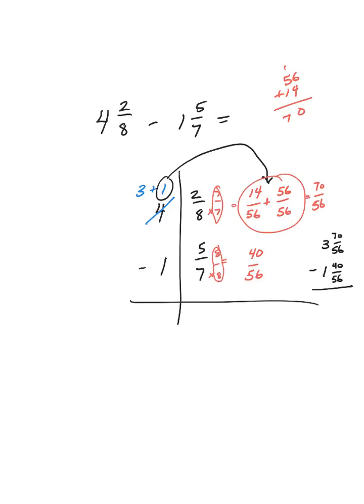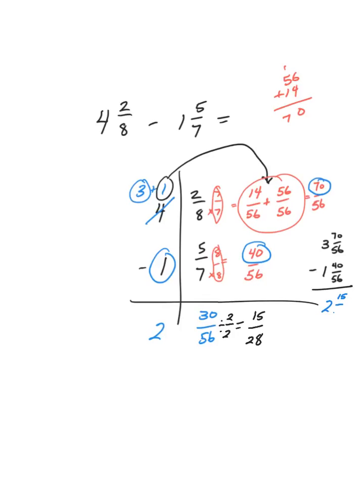So going back to my original problem and subtracting, I have 70 minus 40, which is 30/56. 3 minus 1 is 2 wholes. So right now I have 2 and 30/56. I'm going to see if I can simplify, and I can. 30 and 56 both share a common factor of 2. So I'm going to divide this by 2 over 2. And I get 15 over 28. So my final answer is 2 and 15 over 28.